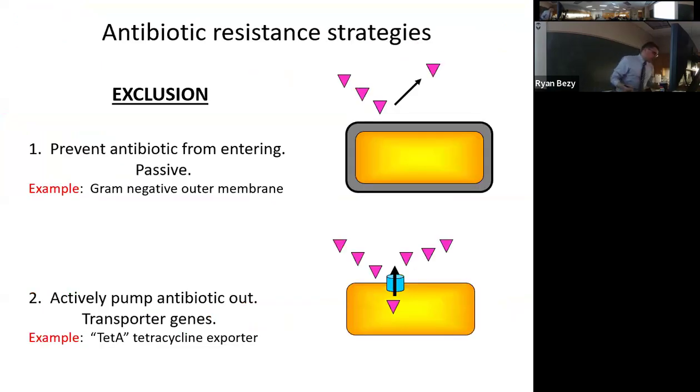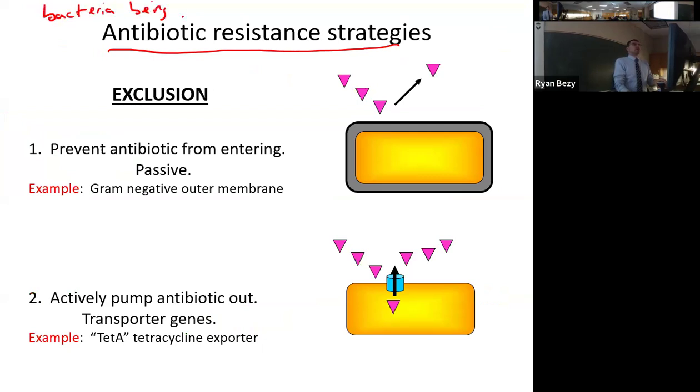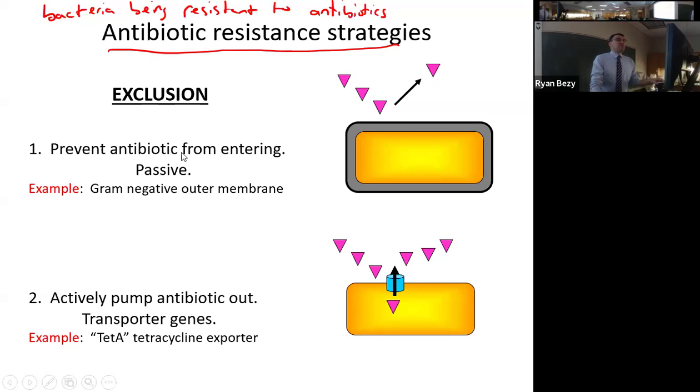All right, resistance strategies. How do bacteria become resistant to antibiotics? How do they mediate that particular process? One way to be resistant to an antibiotic is to just not let the antibiotic into the cell in the first place, what's called exclusion.